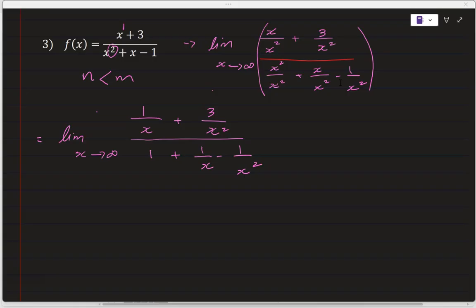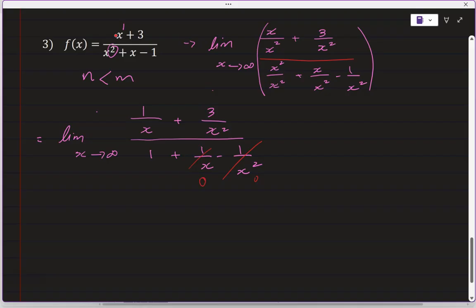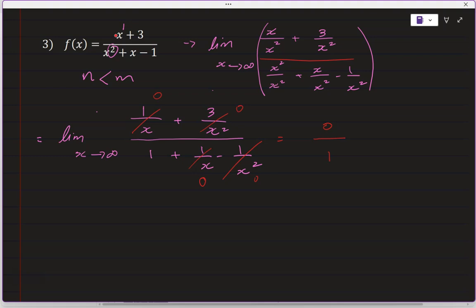So you notice what will happen. Here we have, so 1 over x squared, that's 0. 1 over x, that is 0. Okay, 1 stays at 1. The top, 3 over x squared, that is 0. And then 1 over x as x approaches infinity, that is 0. You have 0 over 1, which is equal to 0. And that is y equal to 0 is the equation of the horizontal asymptote for this function.